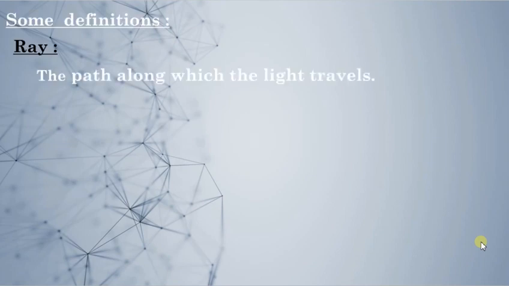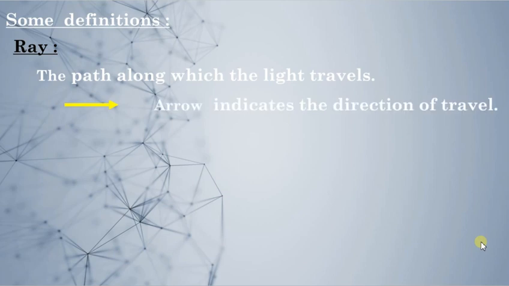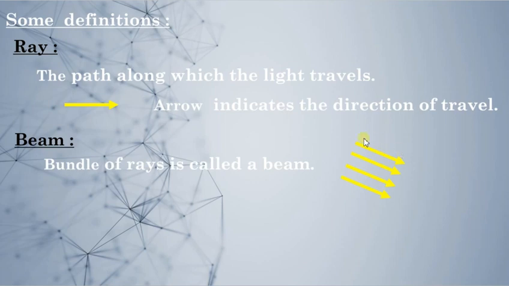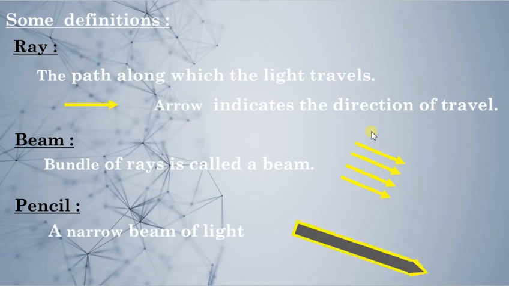Now let us see some of the definitions that we are going to make use of in this session. Ray. What is a ray? The path along which the light travels is said to be a ray. It is represented by an arrow, and the arrow indicates the direction of travel. Next is a beam, a collection of rays. A bundle of rays is called a beam. Next we have the pencil. A narrow beam of light is called a pencil. Mostly we will mention it when studying refraction.